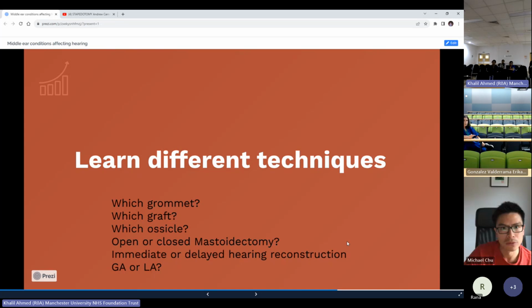Or staff might say to you, oh, we haven't got that drill. You've just got a perforator or something. So you want to see lots of different ways of doing an operation. Even with grommets, you want to know, why do some people use Shepherd grommets? Why do some people use Shah grommets? And obviously it's about how long they stay in.